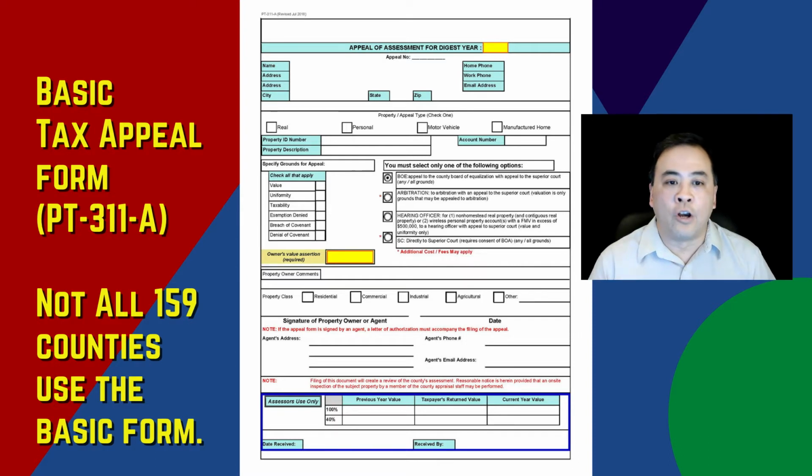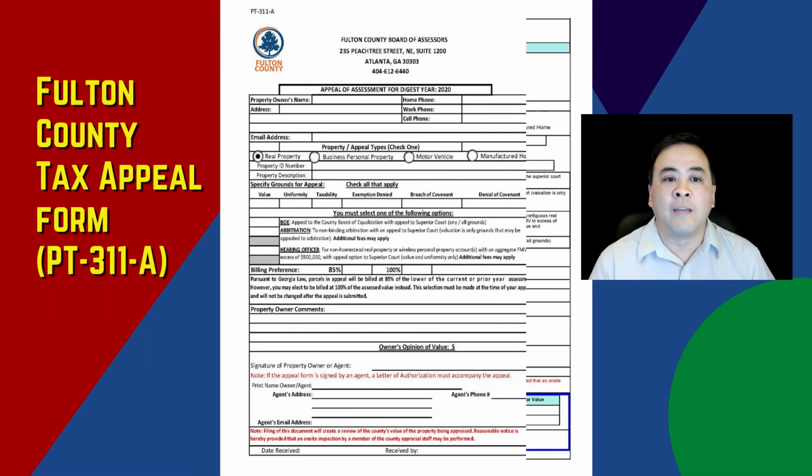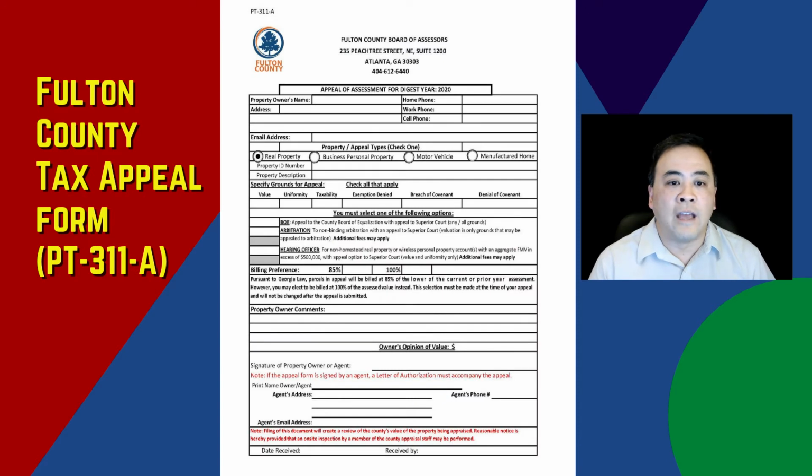But I don't want to alarm you. The forms that deviate from the basic form are not all that different. So, for example, the first example I want to show you is the Fulton County Board of Assessors form. As you can see, they ask for a lot of the same fields, the same check boxes, and overall it's very recognizable to the basic form.